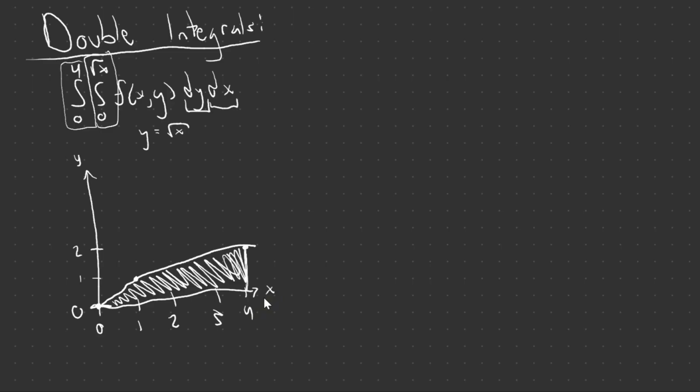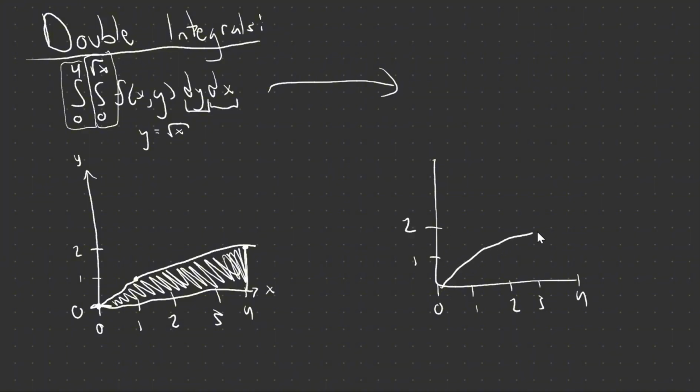And so now you may be asking, how do we switch the order of integration? First of all, we're going to redraw the same graph again that we have drawn. 1, 2, 3, 4. 1, 2. We're going to draw the same graph, except this time we're going to do it so that it's dx dy, where the y variable is on the outer integral and the x variable is on the inner integral.